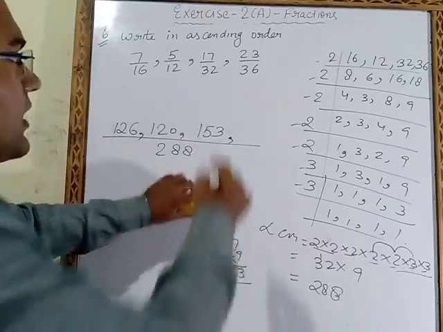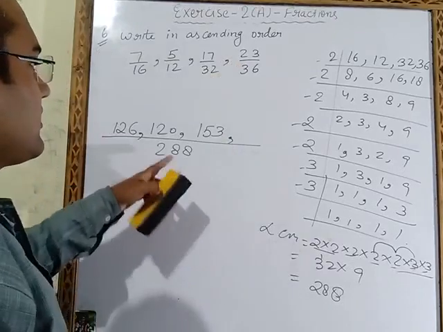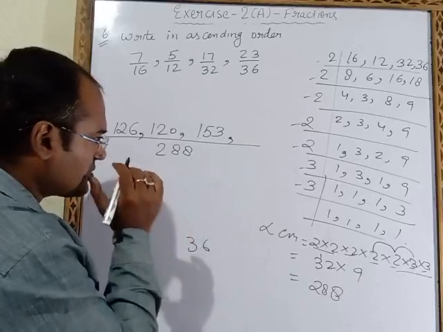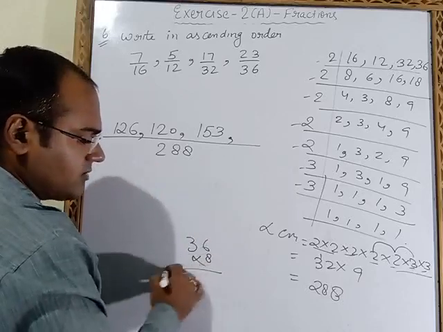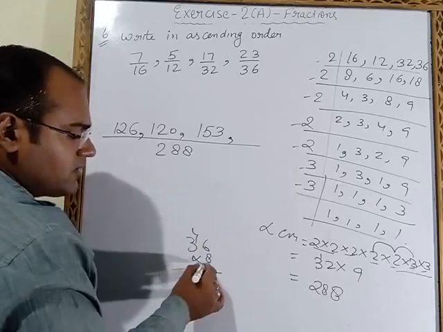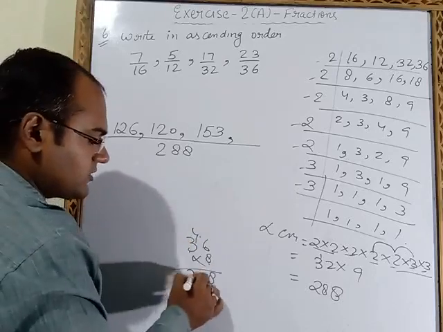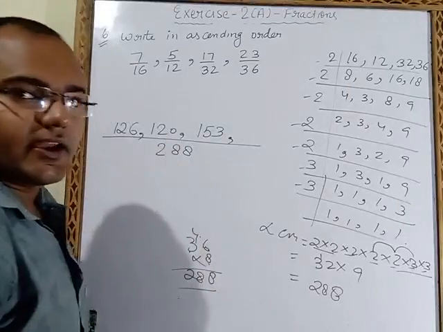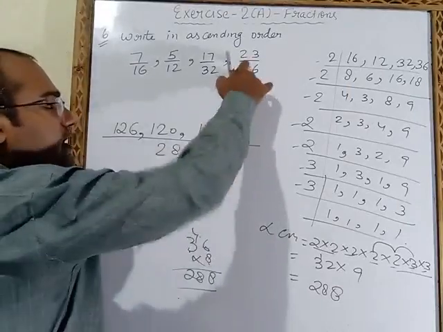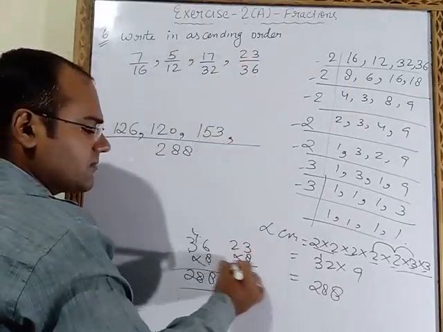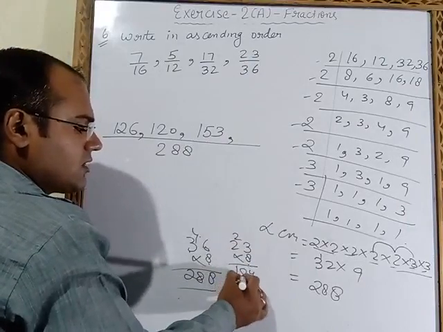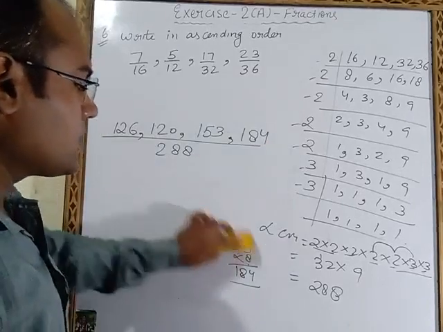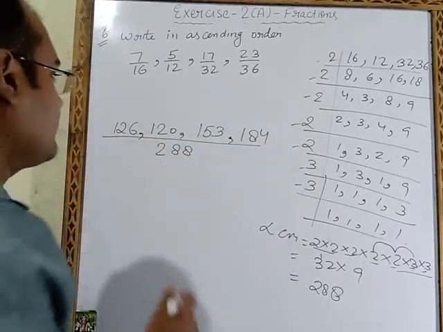Now we have to check 288 with the 36 table. So 36 8s are 288: 8 6s are 48, 8 3s are 24, 24 plus 4 is 28. So 36 8s are 288. That 8 multiplied with 23, answer is 184. Now what you have to do, we will write these numbers separately.